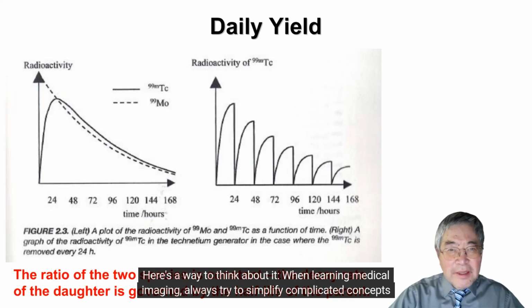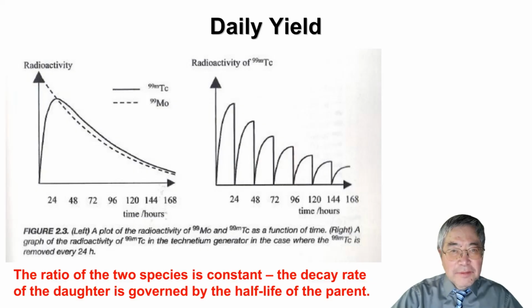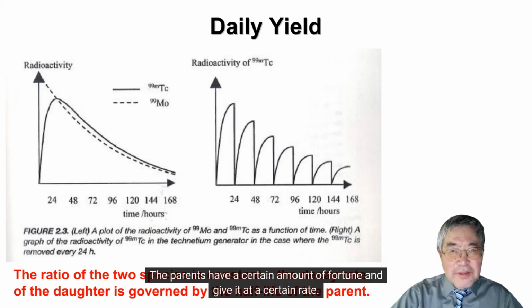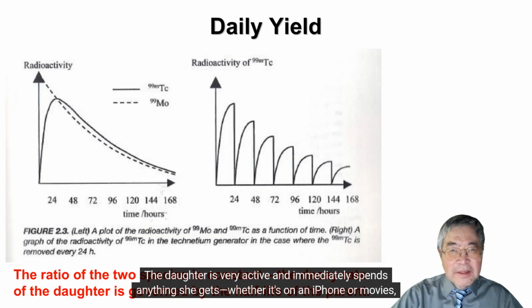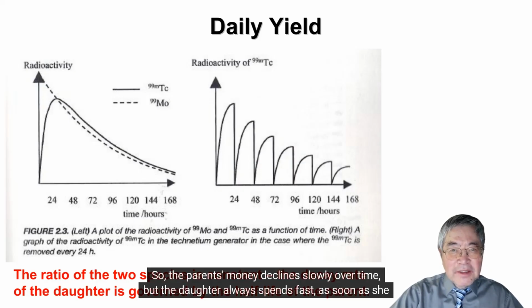When learning medical imaging, always try to simplify complicated concepts into simple analogies for better understanding. For example, imagine parents regularly giving money to a daughter. The parents have a certain amount of fortune and give it at a certain rate. The daughter is very active and immediately spends anything she gets, whether it's on an iPhone or movies or travel.